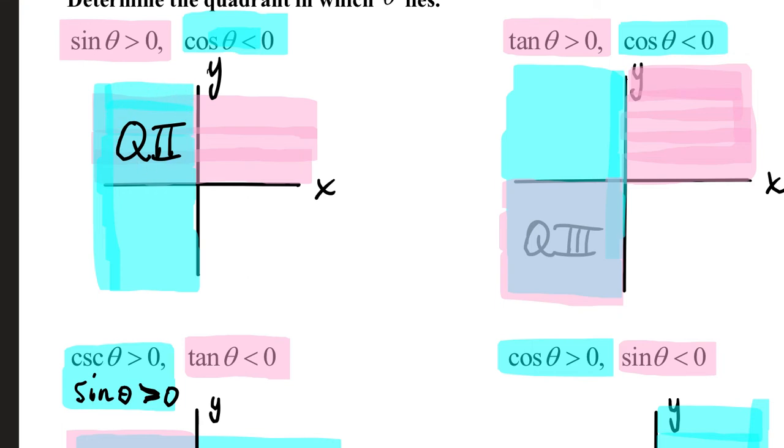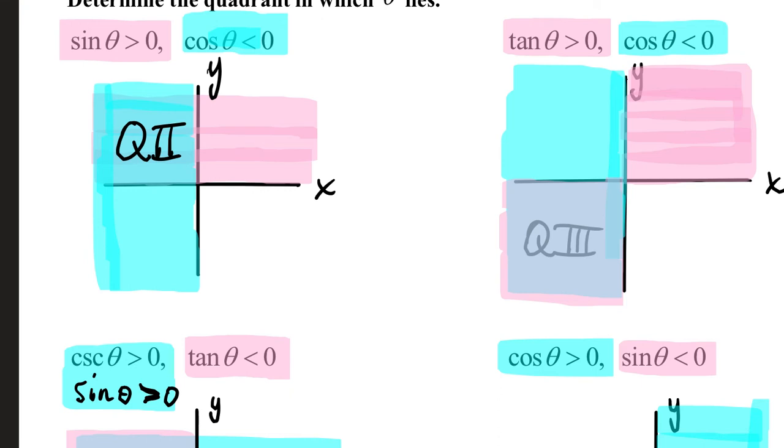Let's look at the top right of your screen. Tangent is y divided by x. In order for y over x to be positive, either x and y have to be positive or x and y have to be negative, because a positive divided by a positive is positive. A negative divided by a negative is also positive. So in pink, quad 3 and quad 1 have positive tangent values.